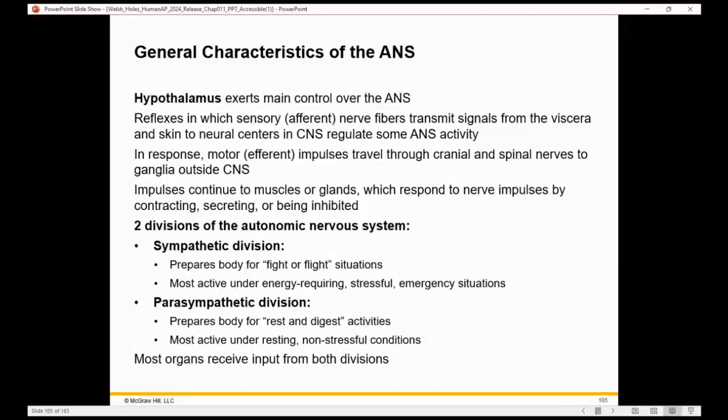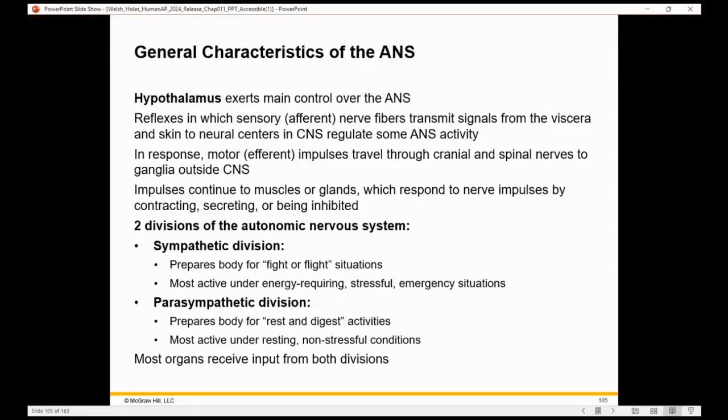Some general characteristics of the autonomic nervous system. The hypothalamus exerts the main control over the autonomic nervous system. Reflexes in which the sensory or afferent nerve fibers transmit signals from the viscera and the skin to the neural centers in the central nervous system regulate some of the autonomic nervous system activity. In response, the motor or efferent impulses travel through the cranial and spinal nerves to the ganglia outside the central nervous system. Impulses continue to the muscles or glands, which respond to nerve impulses by contracting, secreting, or being inhibited.